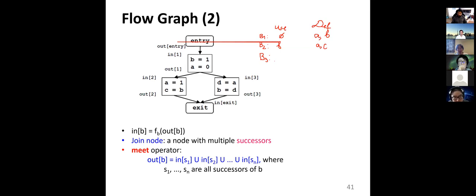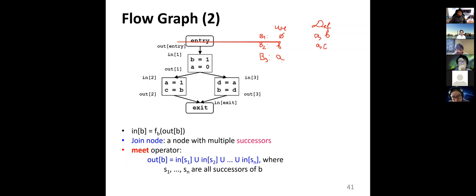So what do we have as a use? A and D. How about D? Are you sure about D? What's the problem with D? D is previously defined in the same block and not before. Yeah, so it's not a locally exposed use, because it's just locally consumed. So no, it's just A.